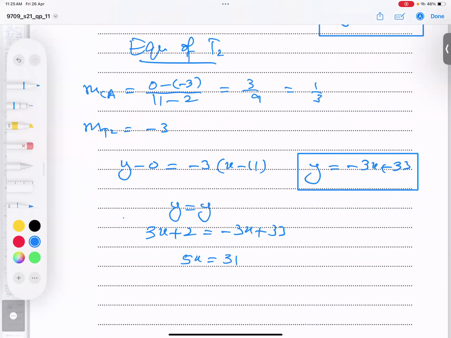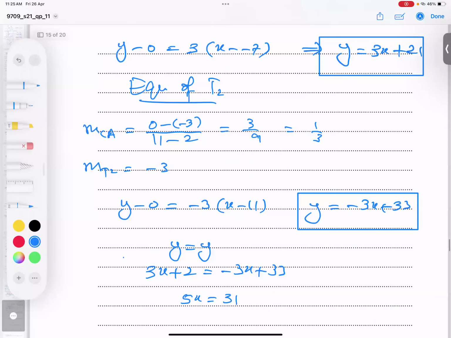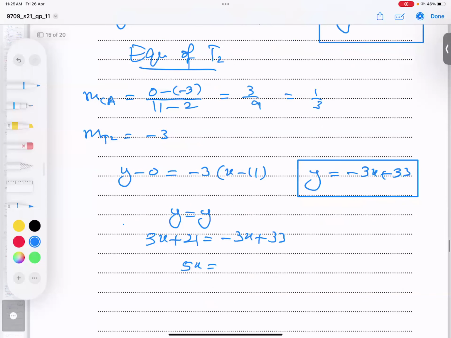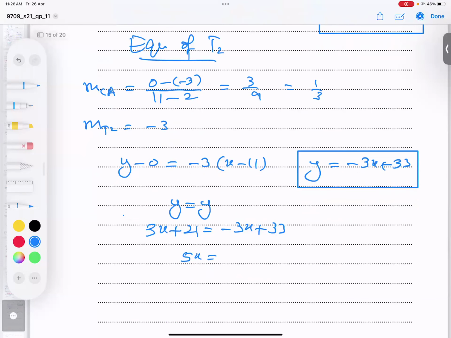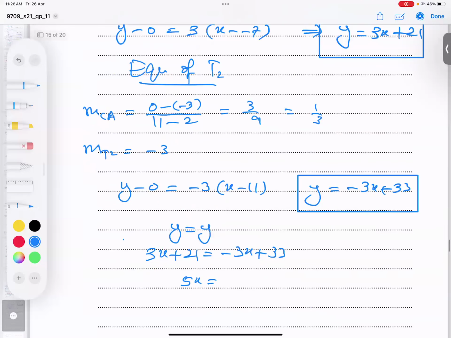Okay, wait a minute, let me check. Oh, sorry, it is 21, not 2. Sorry for that. So 3x plus 21 equals -3x plus 33. Let me recheck once again. Oh, sorry, 3 plus 3 is 6, not 5. And from 33 subtract 21, I get 12.